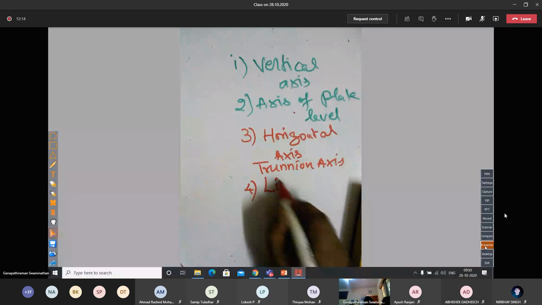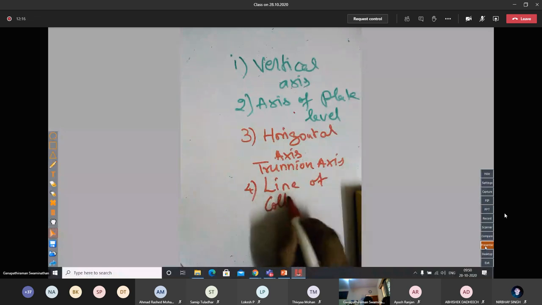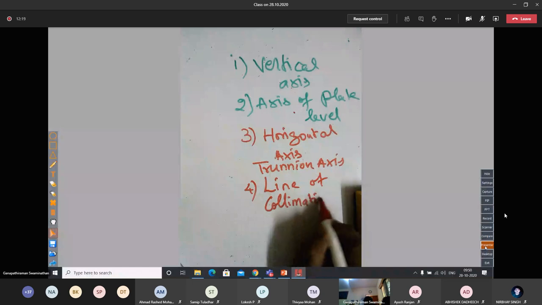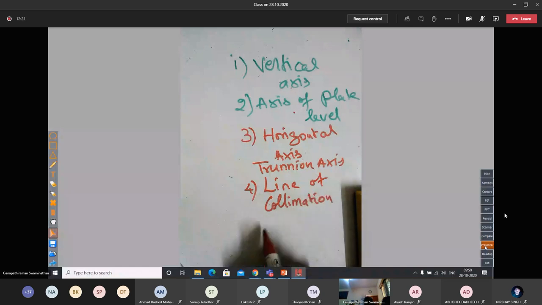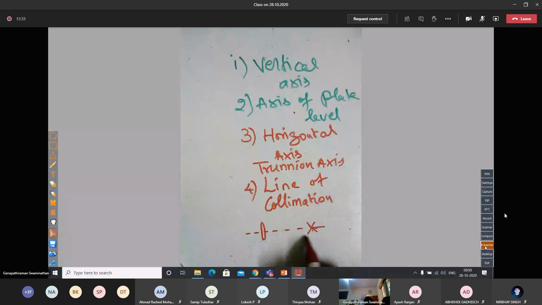What is the line of collimation? Okay. The intersection of the crosshairs and the optical center of the eyepiece. The line joining these and the extension of it is what is called the line of collimation. What is the axis of the telescope?